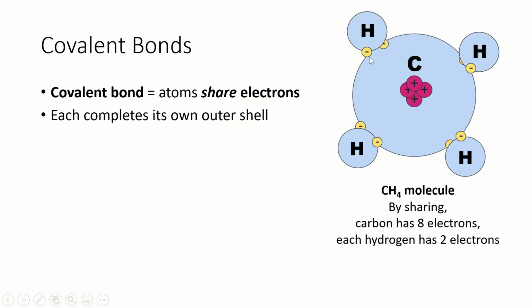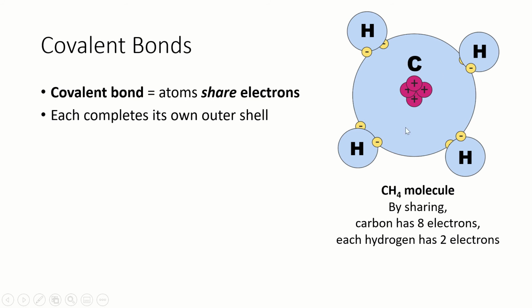So the hydrogen here has 2 electrons. The carbon also gets both of these electrons. So by sharing, they each act like they both have the electrons and they both fill their outer shells. So each of these hydrogens has 2 electrons and the carbon now has 8 electrons.